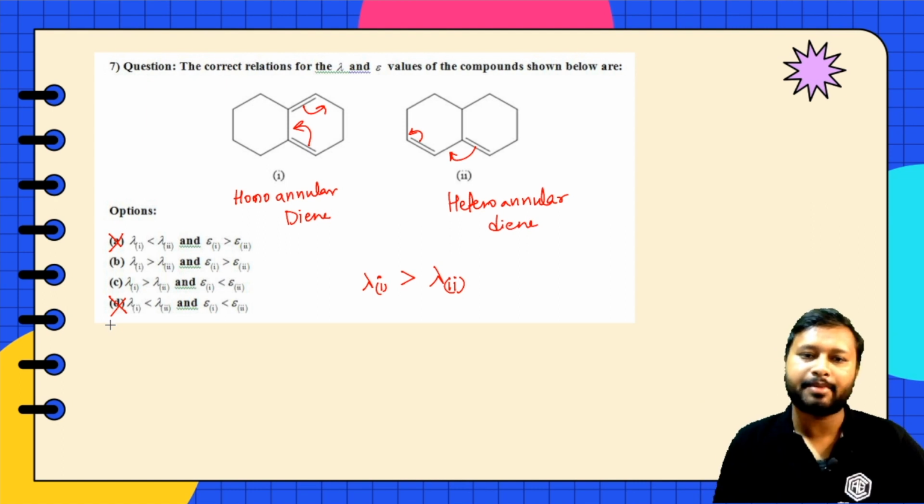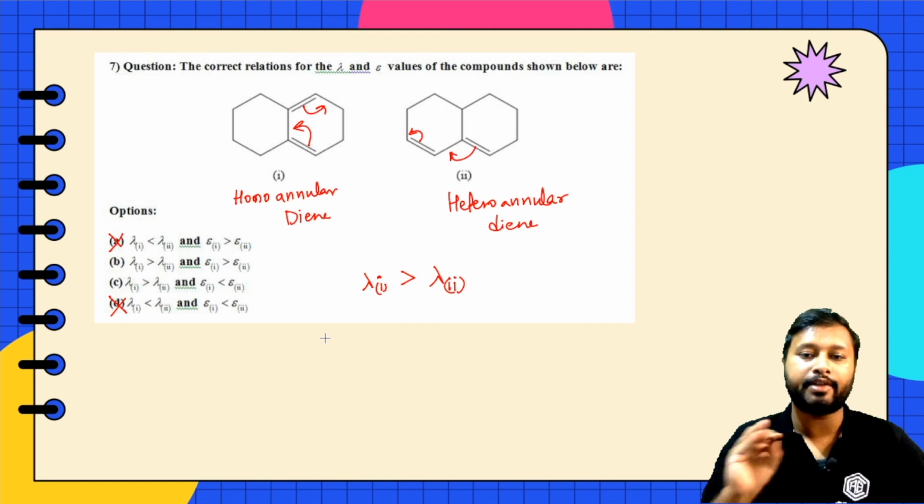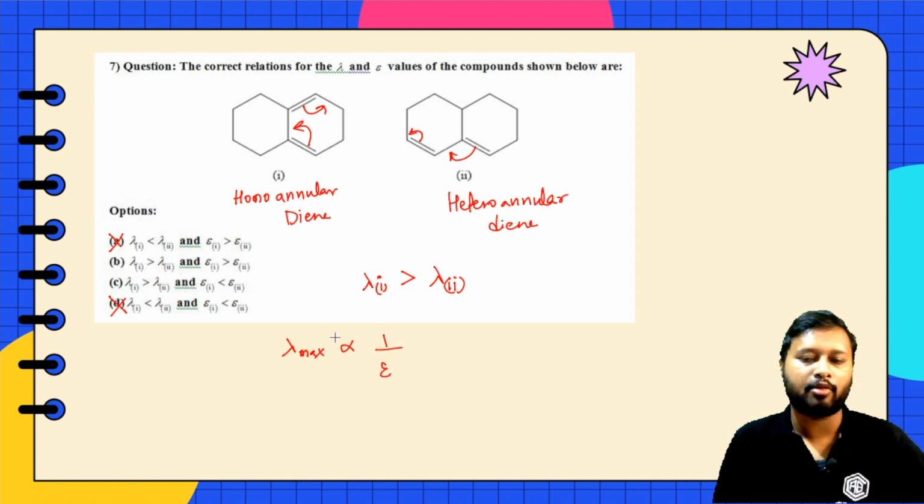Now let's look at epsilon values. There is a basic relationship. If you don't know about it, just make a note of it: lambda max of a particular system is inversely proportional to epsilon of that particular molecule. Epsilon depends upon the intensity of absorption, so lambda is inversely proportional to intensity as well. This is the relationship which we have.